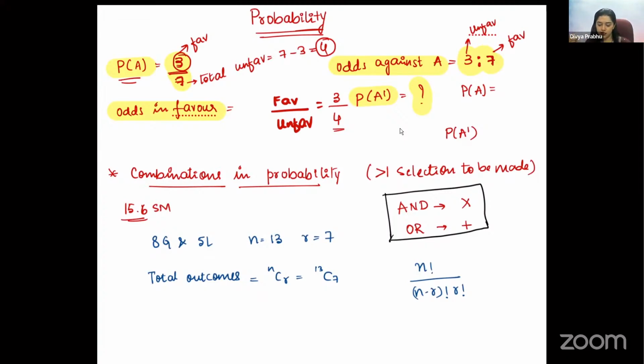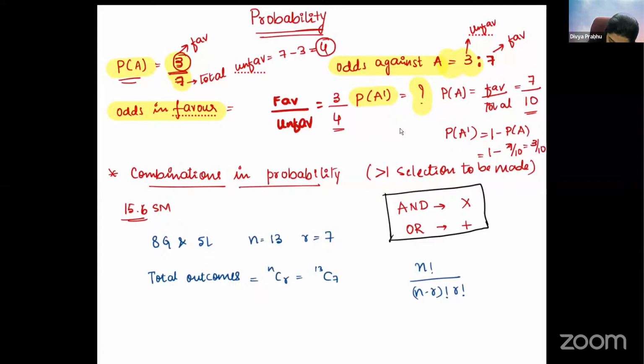Nobody got the answer? How do you calculate P of A? See, the P of A formula is nothing but favorable divided by total. Correct? So what is favorable in this case? 7, divided by what is total? 3 plus 7, which is 10. So 7 by 10 will be P of A, which means P of A dash is 1 minus P of A, which is 1 minus 7 by 10, that is 3 by 10.